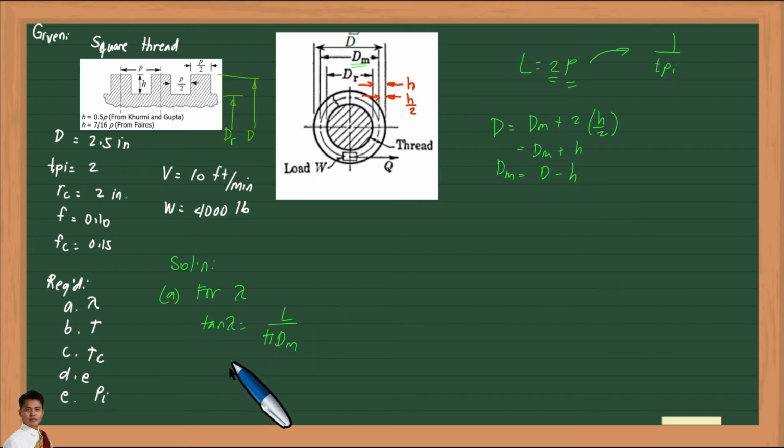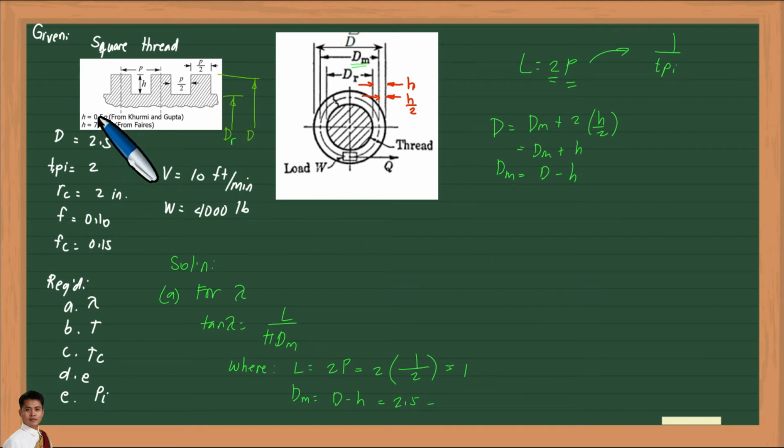So, let us continue. So, ang lead natin dito equal to 2P since double thread. And then for pitch, so that is 2 multiplied by 1 over thread per inch. Okay? Which is 2. So, 2 thread per inch. Kaya ang lead natin dito ay 1. Then for DM, so D minus H. So, ang D ay 2.5 inches. Then minus yung ating H. So, according to Khurmi, so that is 0.5P. But for Faires, that is 7 over 16P.